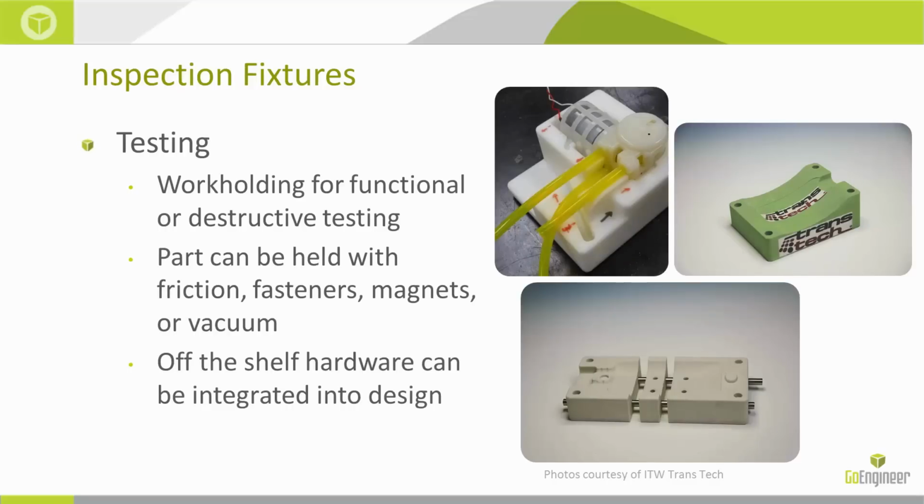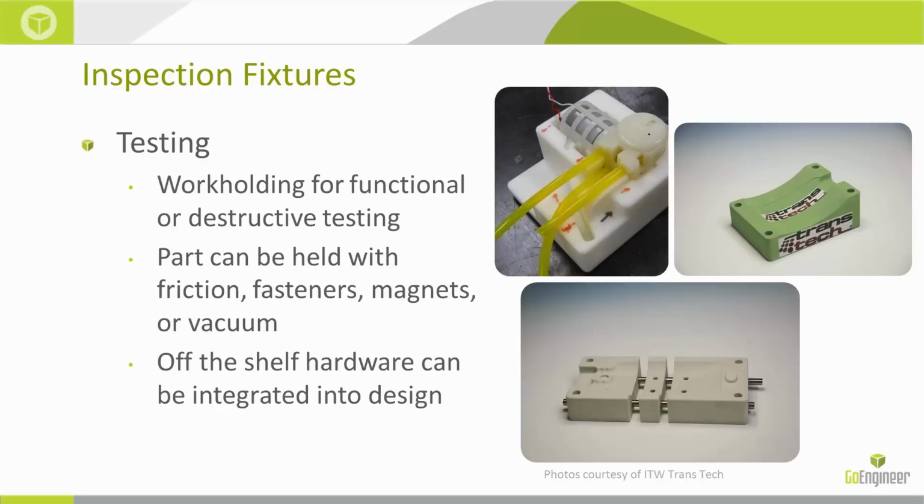All right, so that kind of does it for the assembly category. Let's hop into inspection fixtures. So these are our QA fixtures. Testing would be work holding for either your functional or destructive testing, meaning the part already exists and you've got to get some data from it.